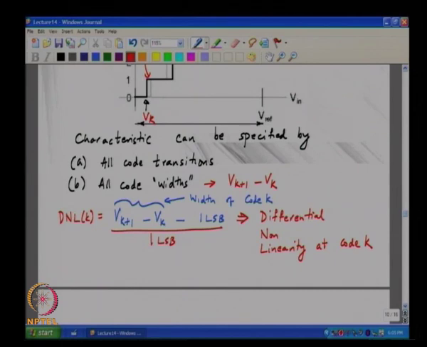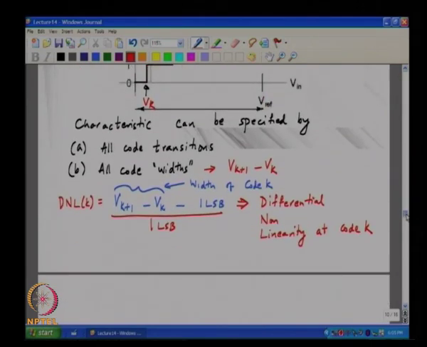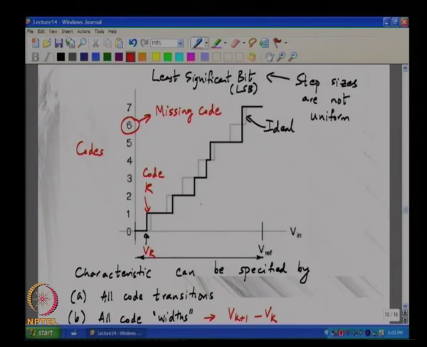If I give you the DNLs for all the codes, then in principle the entire characteristic is specified, no more information is necessary. You understand? But often it is also convenient to have not only differential nonlinearity, it is also interesting to see not just locally how the steps vary, but I would also like to see how far away my actual code transition is from the ideal code transition. You understand?